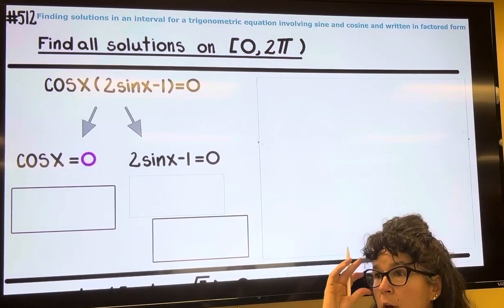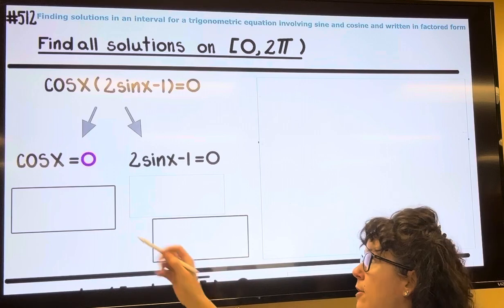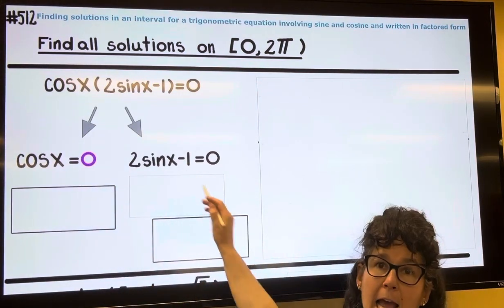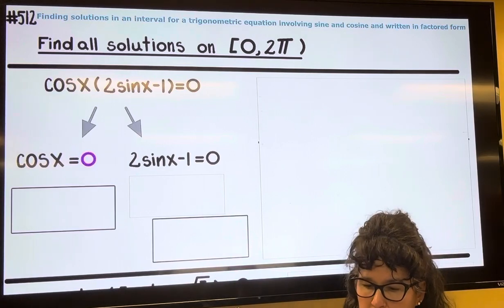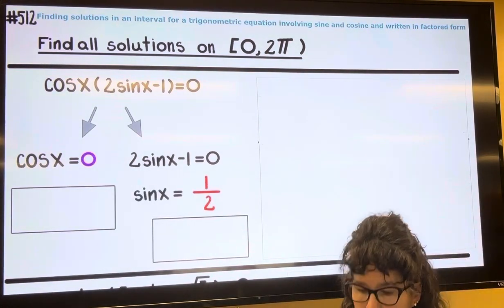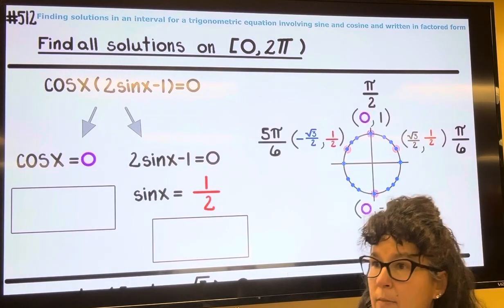The next thing we want to do is get the trig function by itself. This one, the trig function is already by itself, but for this one, I need to add 1 and then divide by 2. All right, so I have the sine of x equals 1/2. Now I'm gonna overwhelm you with some information over here.